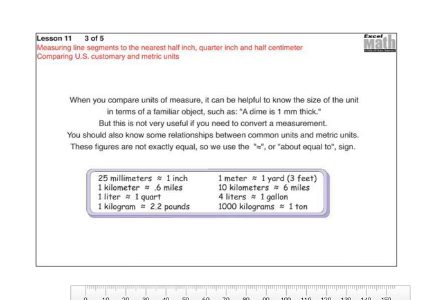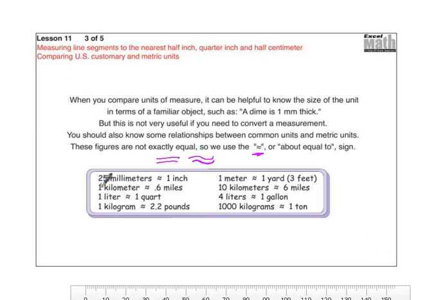When you compare units of measure, it can be helpful to know the size of the unit in terms of familiar objects. Objects such as a dime is 1 millimeter thick. But this is not very useful if you need to convert a measurement. You should also know some relationships between common units and metric units. These figures are not exactly equal, so we use this little symbol right here, which means approximately equal to or about equal to. That's the about equal to sign. It looks like an equal sign, except each one of the little line segments there are curvy looking.